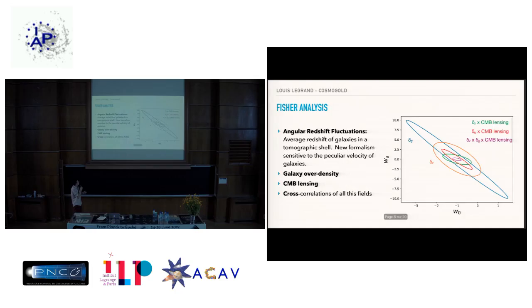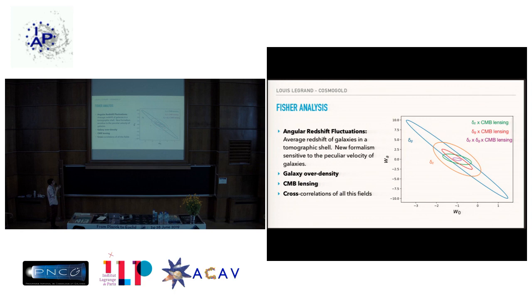What I'm doing is to use average redshift fluctuations. This is a new formalism currently in development, and it is similar to the galaxy overdensity fluctuations. But instead of measuring the fluctuations of the number density of galaxies in two different positions of the sky, we will measure the fluctuations in the average redshift of galaxies in two different regions of the sky. This gives a field which is sensitive to the peculiar velocity of galaxies.